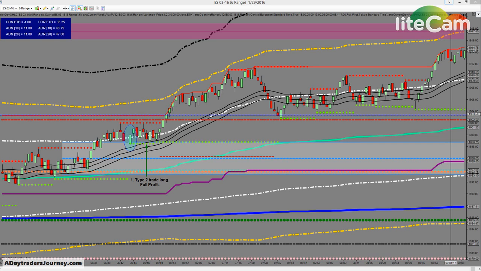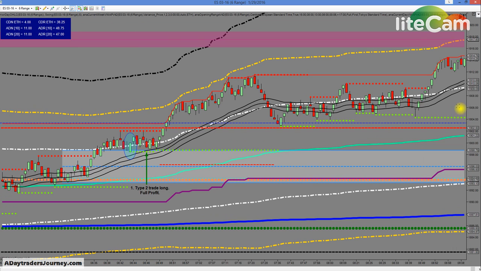This is for January 29th, 2016, and today we're looking at again the E-mini S&P 500 on a 6-range bar chart. So each candle or bar is six ticks tall. And today I only had one trade, so this is going to be a quick video. You can see here this blue circle meaning that it was a valid setup that worked out and made profit.